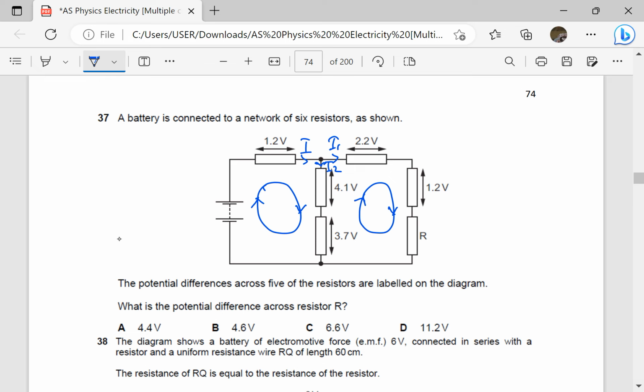for the left-hand side, let's just look at this side here only. There is no battery here, so the EMF is 0. So let's look at the PDs. 3.7, 4.1 will be negative because they're in the opposite direction to the current which I've chosen. So this will be negative 4.1 minus, because they are the other way around.